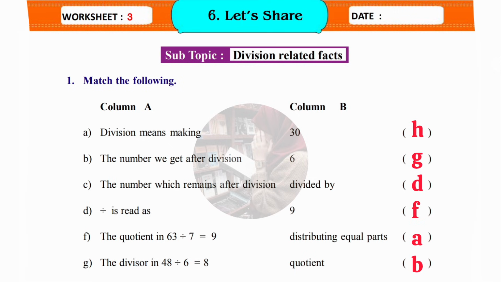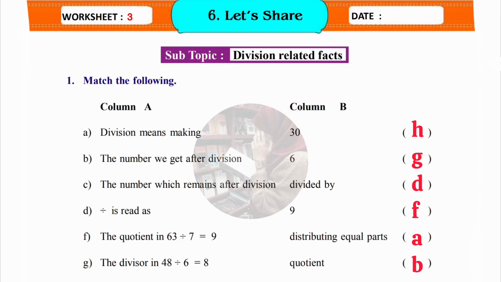Next one. Division symbol is read as divided by. So write down D. Next one, the quotient in 63 divided by 7 equal to 9. Here the quotient is 9. That's why write down F beside 9. Next one, the divisor in 46 divided by 6 equal to 8 is 6. So 6 is the divisor. Write down G beside 6.